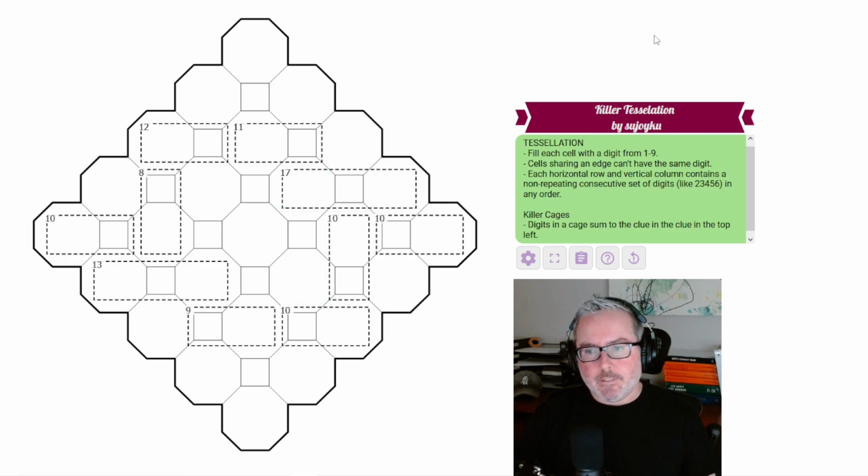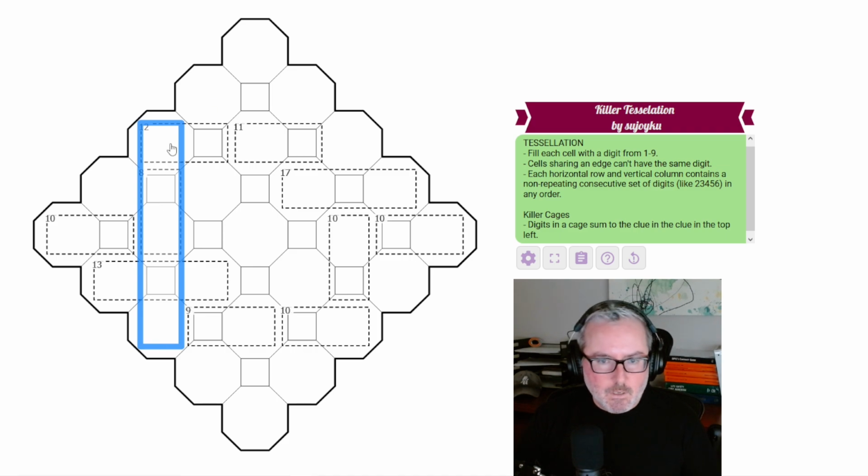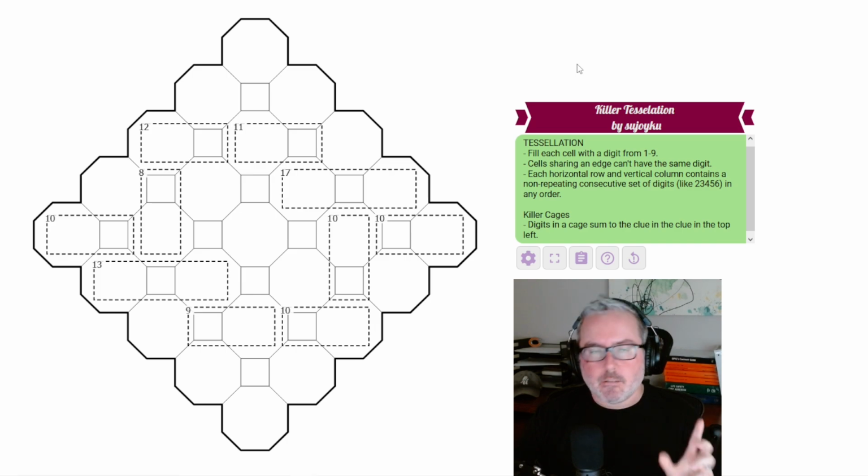Then we also have each horizontal row and vertical column contains a non-repeating consecutive set of digits in any order. So this is like a Renban. The example here is 2, 3, 4, 5, 6. But if you were to think about any of these guys, 1, 2, 3, 4, 5 different digits here, so this could be any grouping of consecutive digits from 1, 2, 3, 4, 5 all the way up to 5, 6, 7, 8, 9. And then we just have to figure out how all that will work together. So that's the basis of the tessellation puzzles. Just a little recap there.